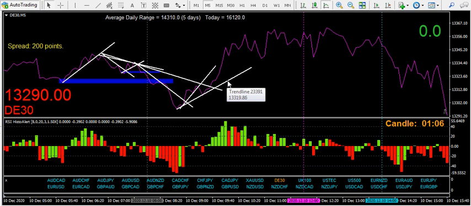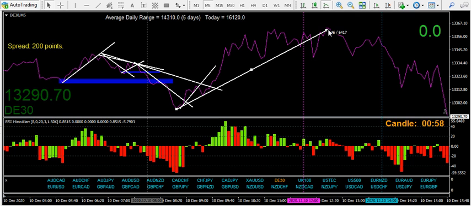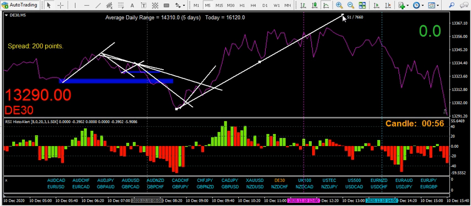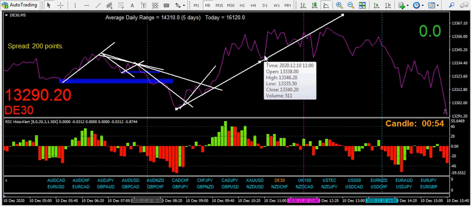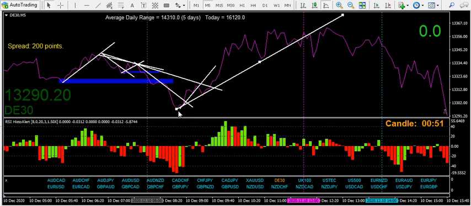So this remains valid all the way up to there, and as it happens, we've got another touch on it. It's no coincidence that when price has pushed back to this level and gone up and done its stuff, it's come back and tested it.